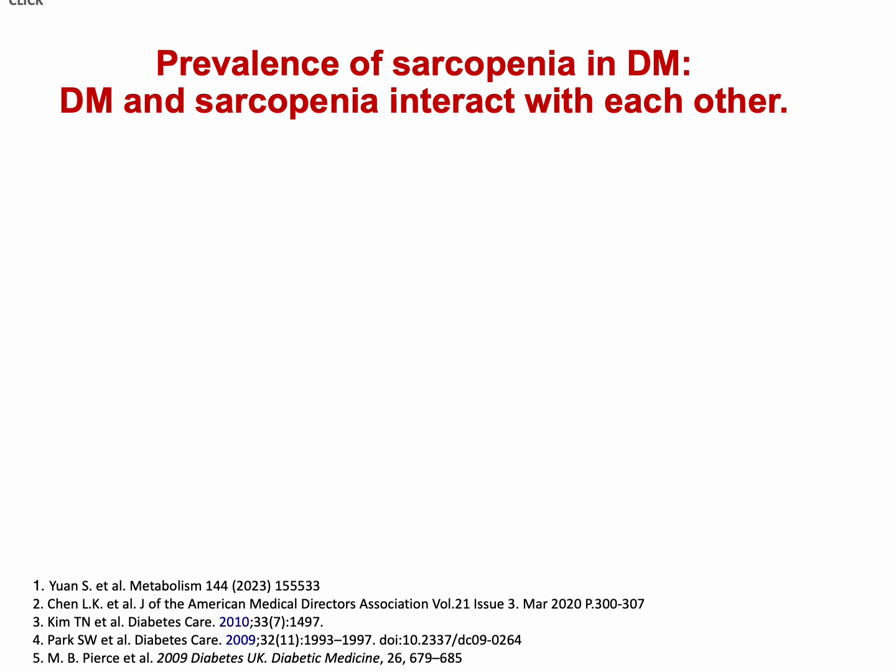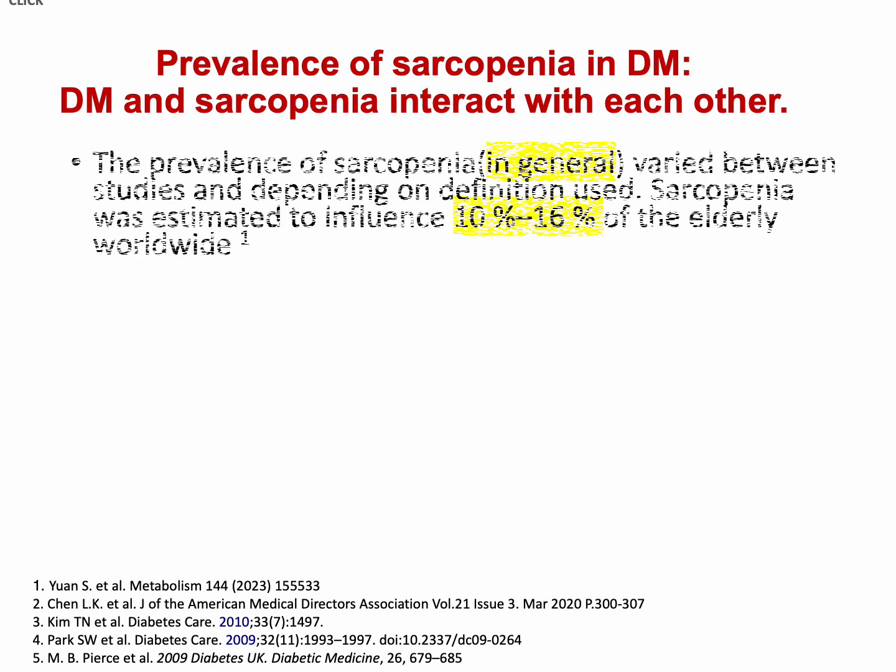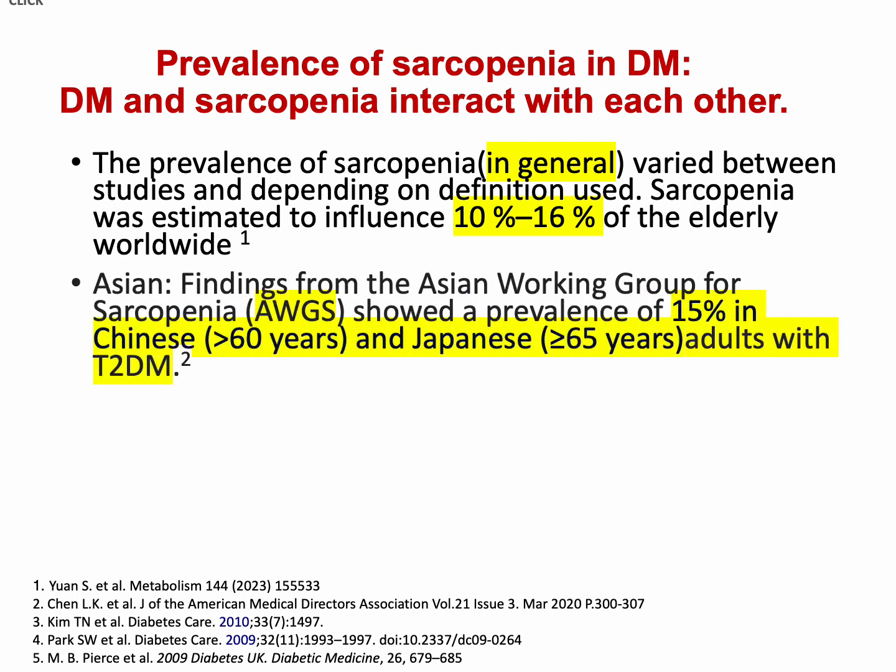So, the prevalence of sarcopenia and diabetes and sarcopenia interact with each other. The general prevalence of sarcopenia depends on the definition you use. However, it was estimated to be 10 to 16% of elderly worldwide. Findings from the Asian Working Group for Sarcopenia indicated a prevalence of 15% among Chinese adults over 60 years old and Japanese adults aged 65 with type 2 DM.